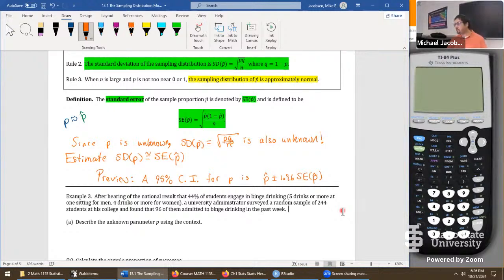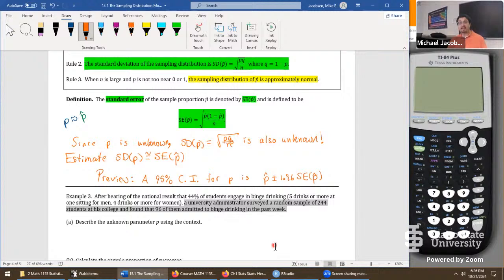Okay, well, let's take a look at this one. It looks like our last question for the day, example 3. Example 3 starts off by saying, after hearing of the national result that 44% of students engage in binge drinking, which is nicely defined as 5 drinks or more at one sitting for men, 4 for women, a university administrator surveys a random sample of 244 students at his college and found that 96 of them admitted to binge drinking in the past week.